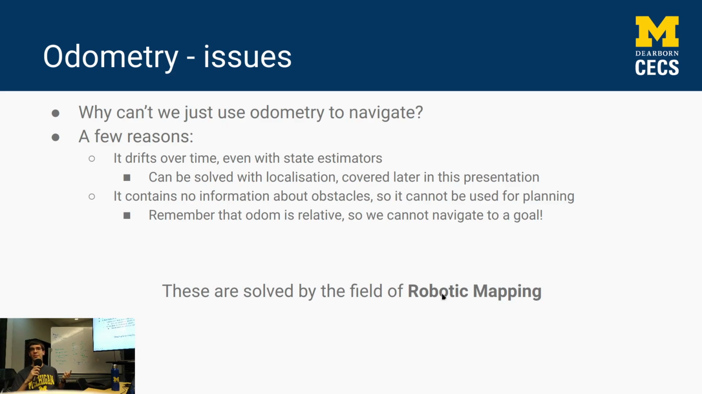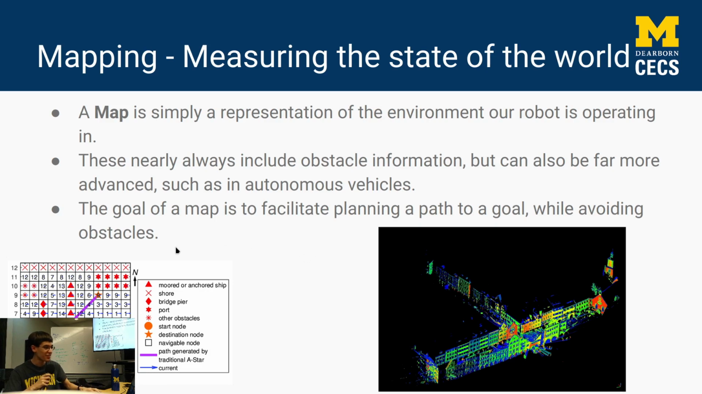One, even with state estimators, odometry does drift pretty significantly over time. So there's a technique we'll cover later on called localization that can correct for this. But mainly, it obviously doesn't contain any information about obstacles. So even if we can say we have a goal 10 meters in front of us, go. Odometry only has the state about us. We don't know where anything else is, so we can't actually do any planning. And so pretty much the entire rest of this presentation and the rest of navigation is just solving this issue of how we actually know what's around us. And so to do this, we of course need a map.